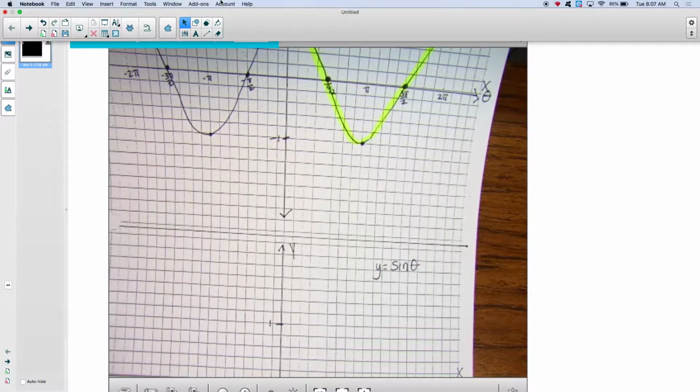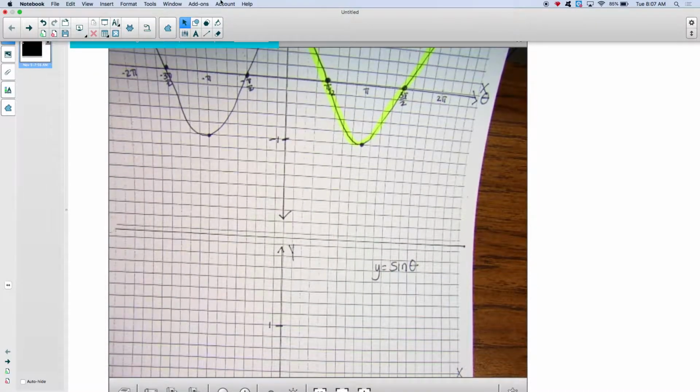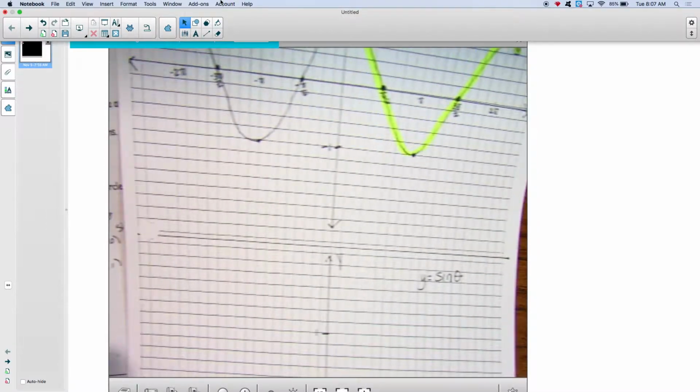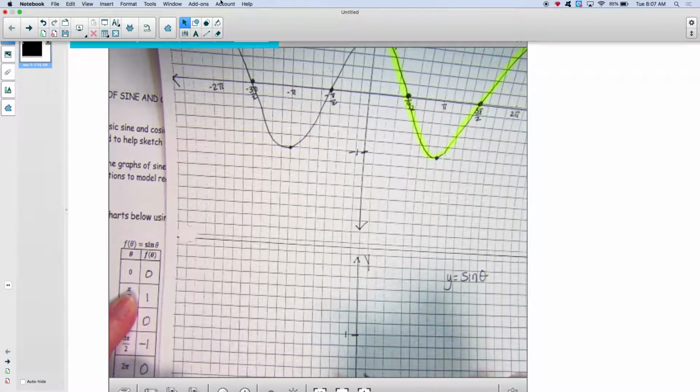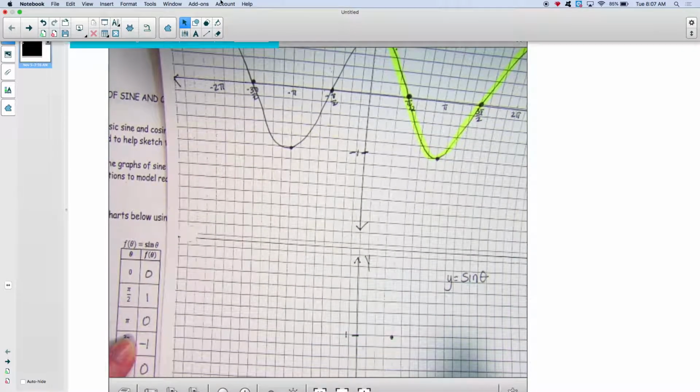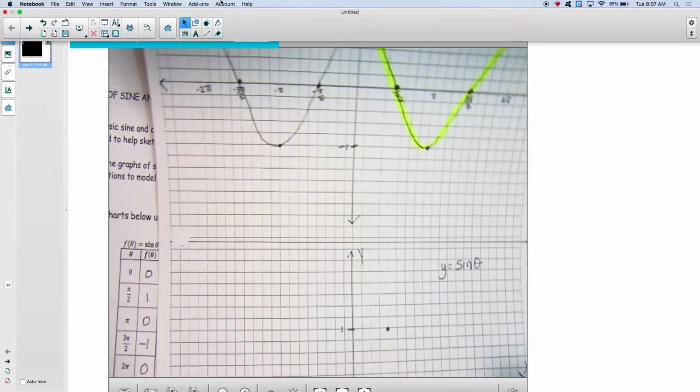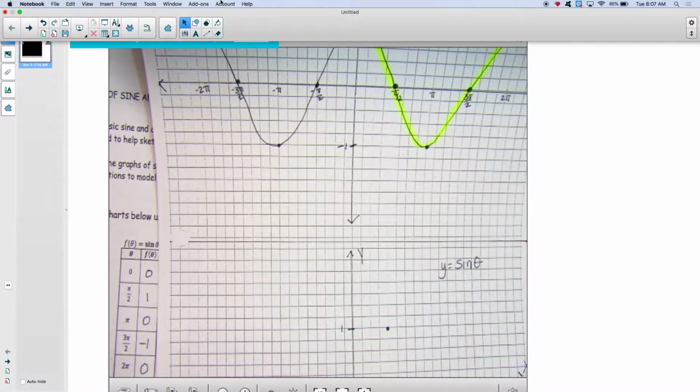All right, let's graph our ordered pairs. So for sine, the first ordered pair is what? (0, 0). Then it's (pi over 2, 1). It's (pi, 0), (3 pi over 2, negative 1), (2 pi, 0).